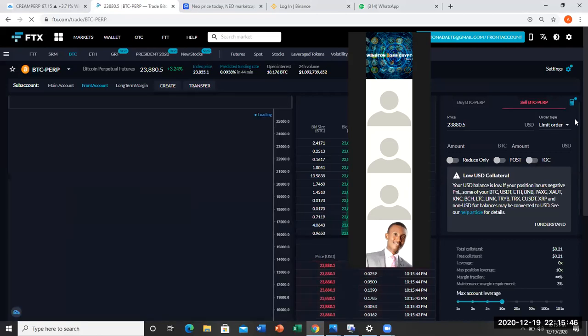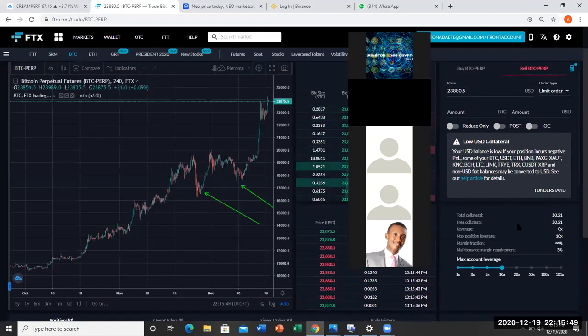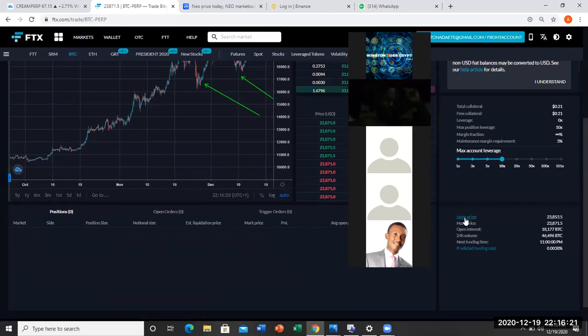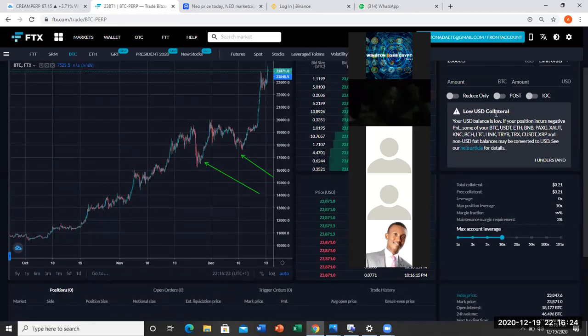Back to the margin side, you can see that there's no collateral here because I've used all the collateral to buy front. So now I'm going to deposit more funds to buy more front, and it will still keep adding to the number of front I have without collateral. The collateral means free USD that you can use to do anything. But I don't have free USD in this particular sub account because I've used everything to buy fronts, which is why I am seeing that I have low USD collateral.